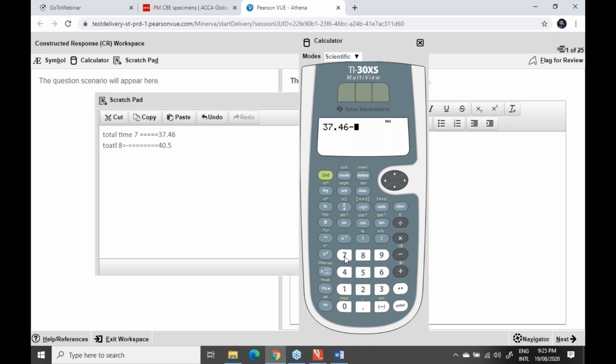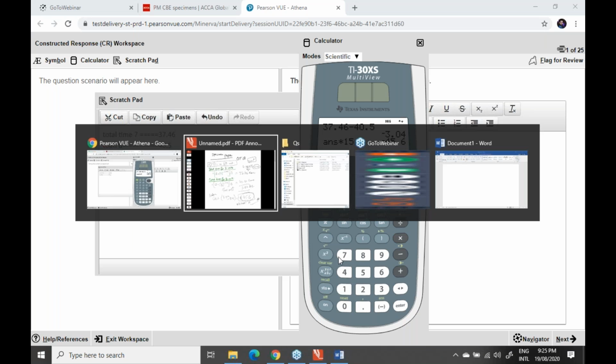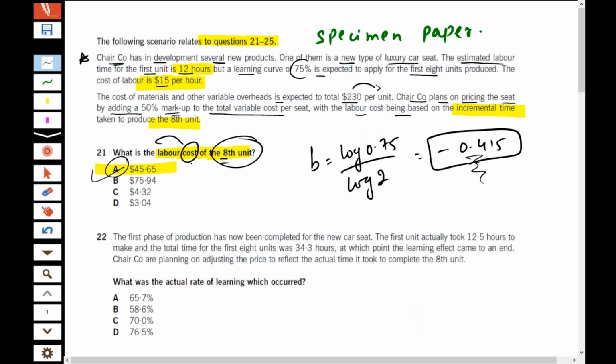37.46 minus 40.5. This is 3.04. Multiply by $15 for 45.6. I got the answer. Then I will be able to mark that option. I hope the scratchpad option is clear to all of you.